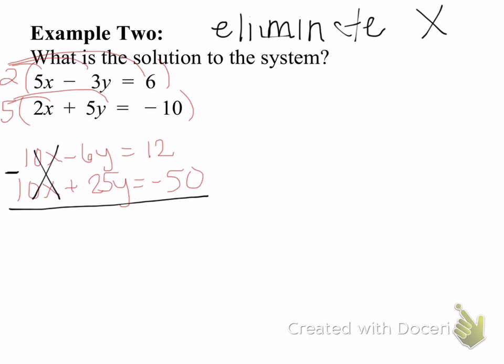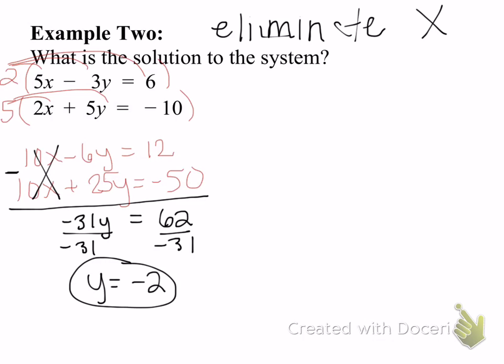And then we've got negative 6 minus 25, which gives you a negative 31y. And then 12 minus negative 50 gets you a 62. Remember, when you subtract a negative, you are adding. So to solve for your y, you divide by negative 31 on both sides. So y equals negative 2. So there's our first value.